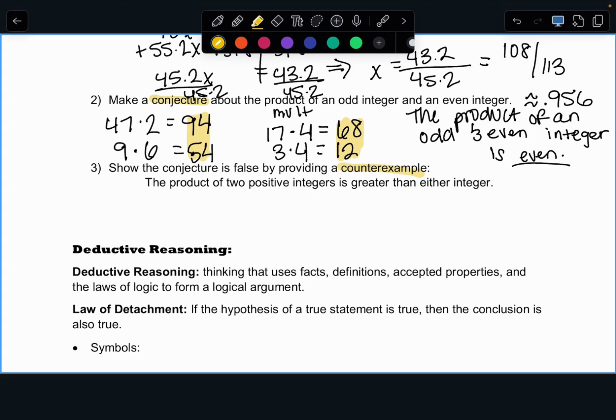1. So I'm looking at my 3 special cases. Again, your negative, your 0, and your 1. These are the types of numbers I would look at for counterexamples.